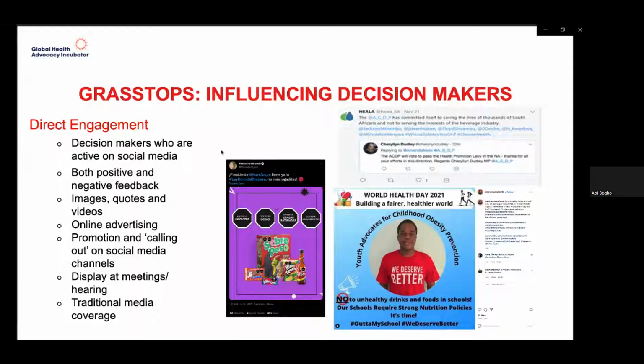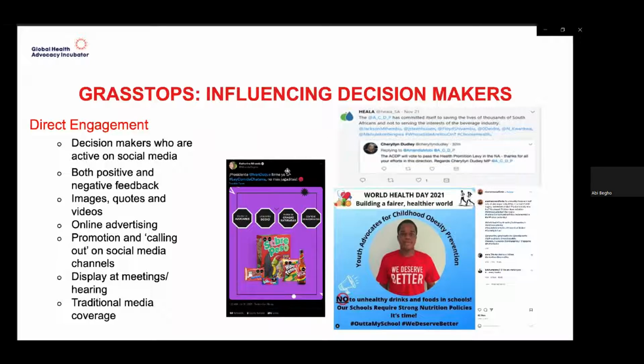So the other way to get at decision makers is to directly get at them, right? So this really is limited to decision makers who are active on social media. You can try being positive or negative. You can try images and quotes. You can do ads directed at them, call them out on social media. Use some of this to drive media coverage. These are some examples here.